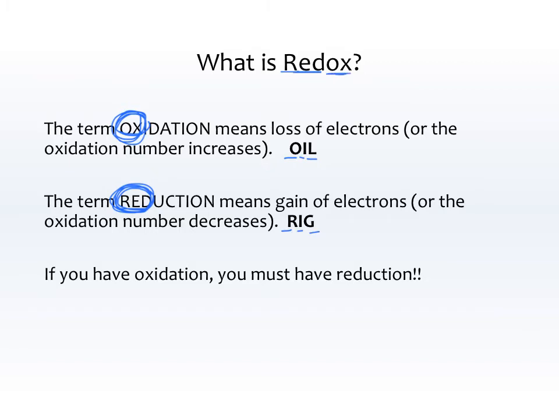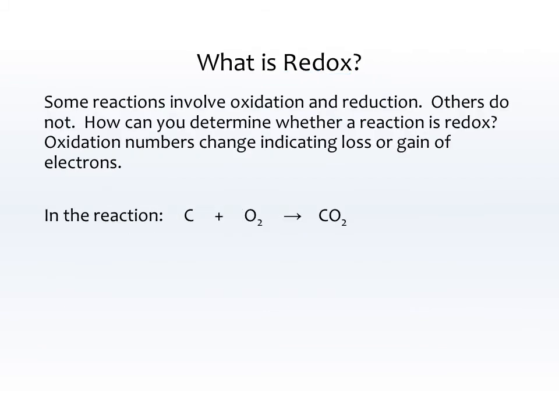Redox. Right there in the word. If you have oxidation, you must have reduction. If one thing is losing electrons, they have to be going somewhere, so something else has to be gaining electrons. To figure out what's redox, since some reactions involve oxidation and reduction and others do not, use the oxidation numbers that you now know how to find.